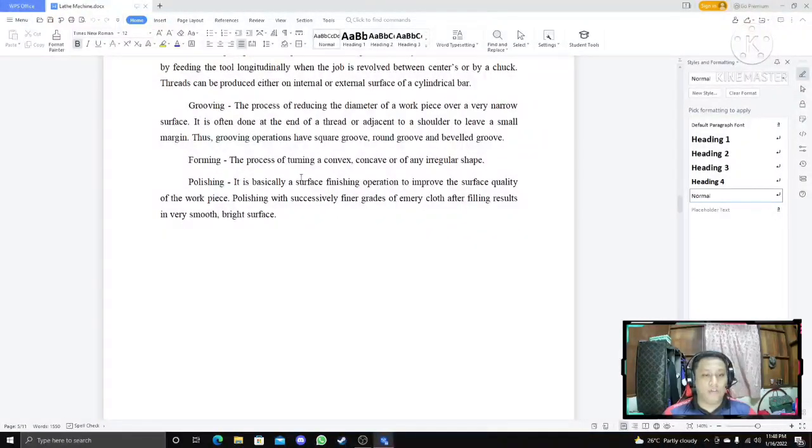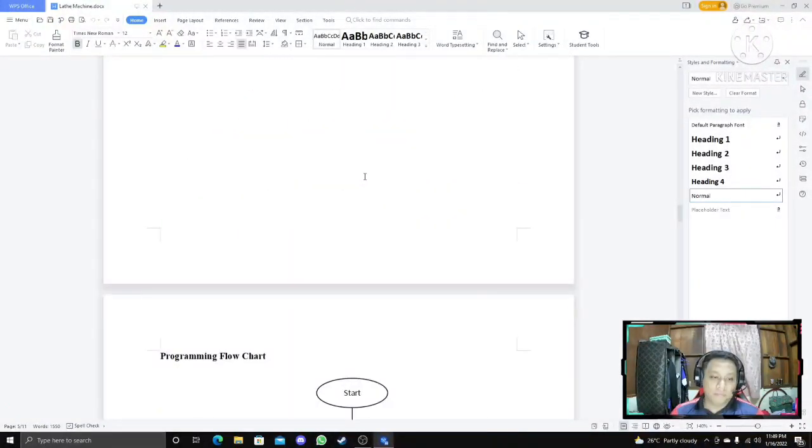Forming. Forming is the process of turning a convex, concave, or any irregular shape. Polishing. It is basically a surface finishing operation to improve the surface quality of the workpiece. Polishing with successively finer grades of emery cloth after filing results in a very smooth, bright surface.